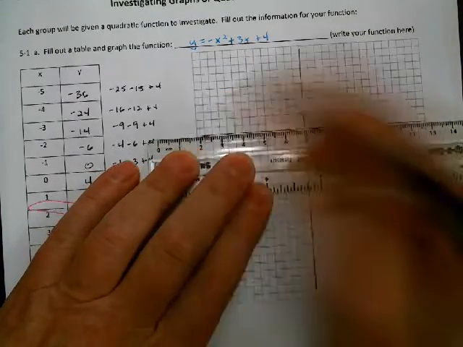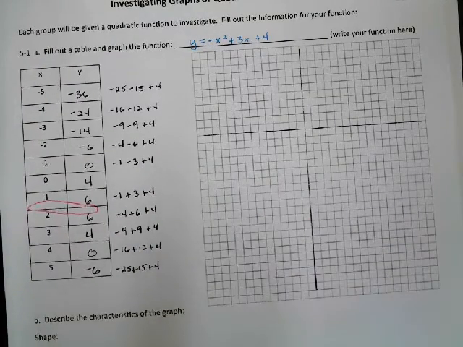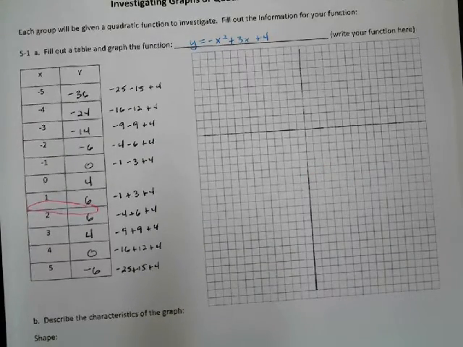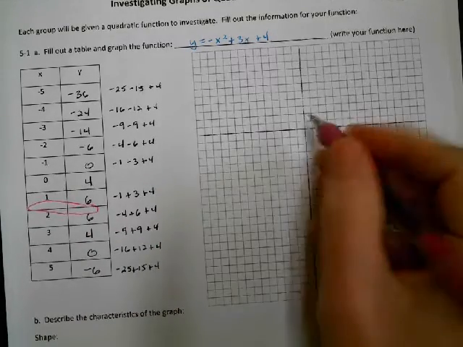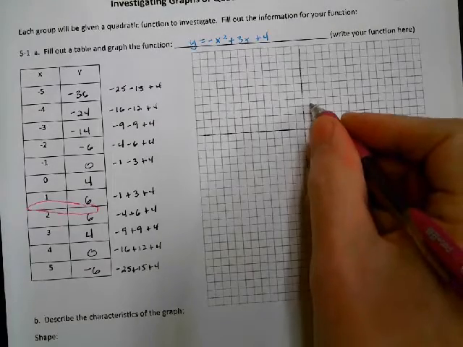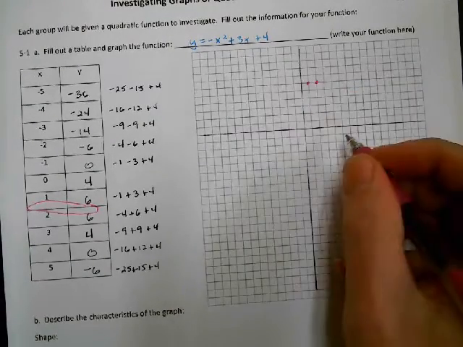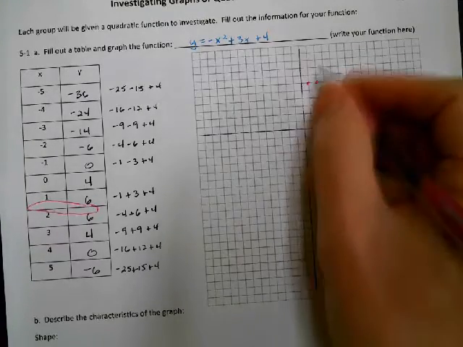All right, so graphing this bad boy, where's that other pen? There's my other pen. All right, so we're going to graph 1, 6, and 2, 6. So 1, 1, 2, 3, 4, 5, 6, and 2, 6. All right, and then we're going to plug in 3, 4, and 0, 4. 1, 2, 3, 4. 0, 4, here's 3, 4.